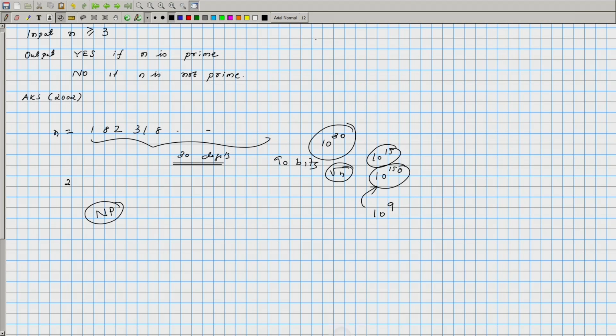If you look at the complement problem, where the input is again the same, the output is going to be yes if n is not prime, or composite, and no otherwise.